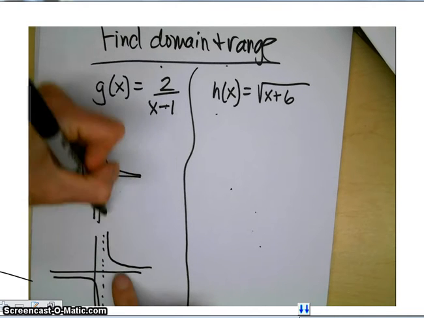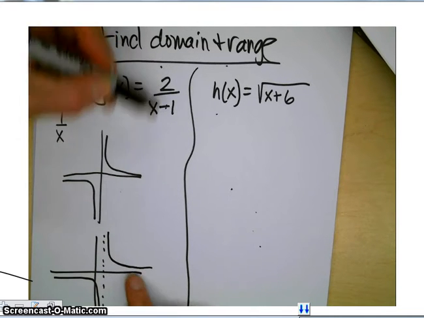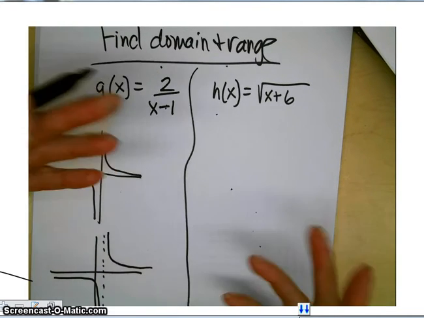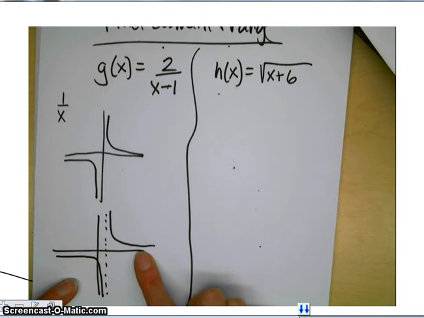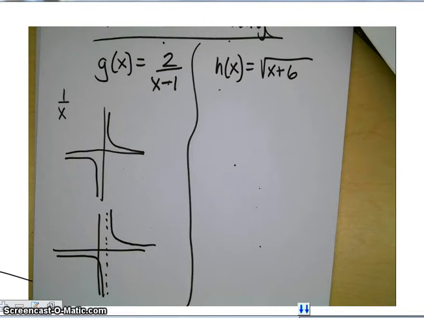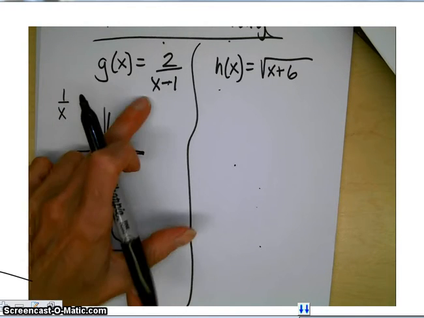And because of the 2 on top, these might be a little bit farther out. But this is the general idea of what the graph looks like. Okay? Now, domain. Let's think of domain. I could find it looking at the graph, or I can find it with the equation.